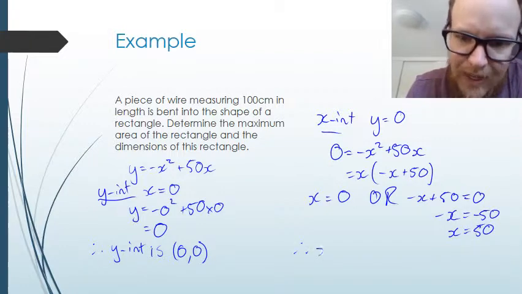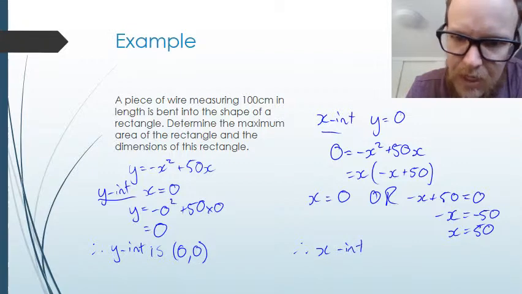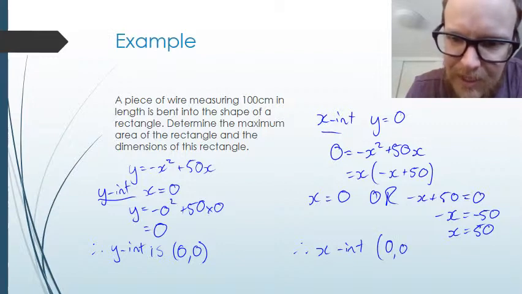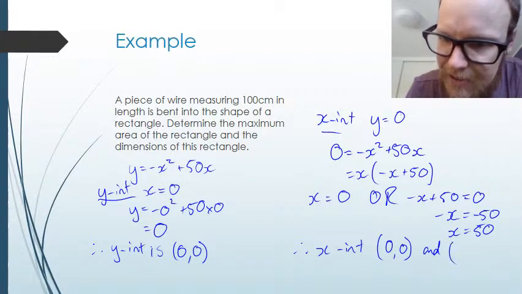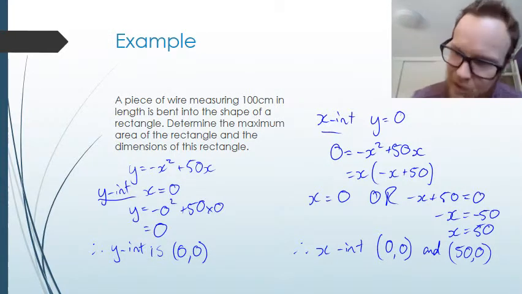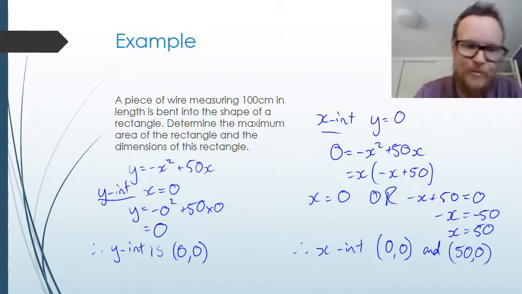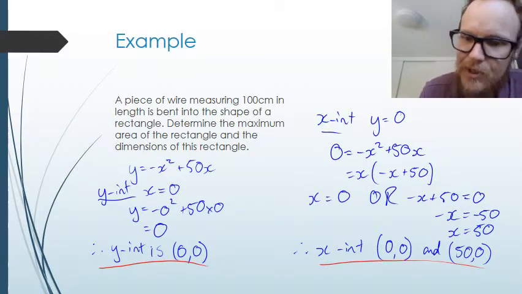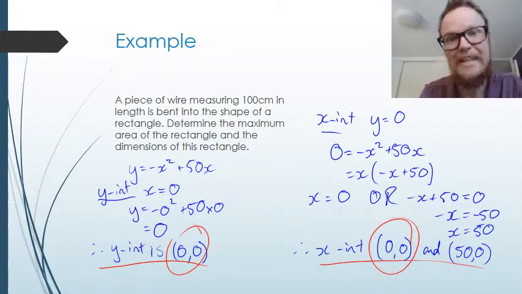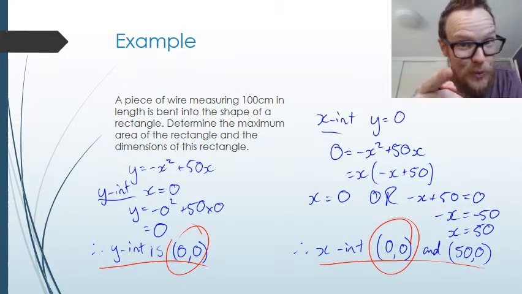So therefore, our x-intercepts are 0, 0 and 50, 0. Hey, we're almost there. We've got these 2 points. Well, no, this is the same point as the y-intercept. Not 3 points, just 2. So we've got 2 points.